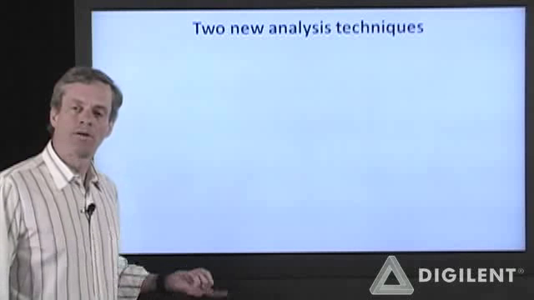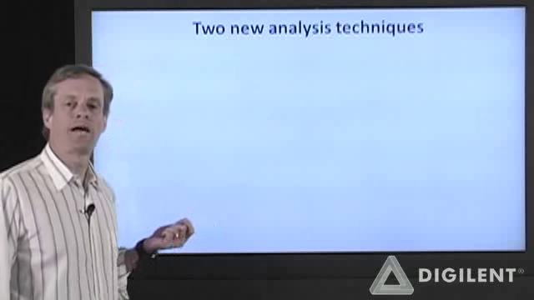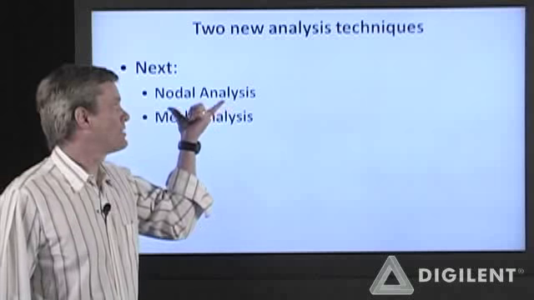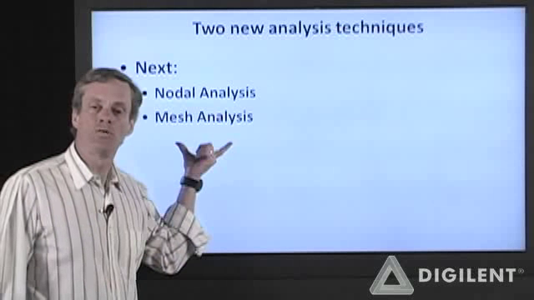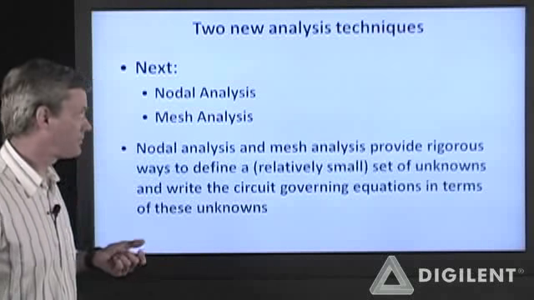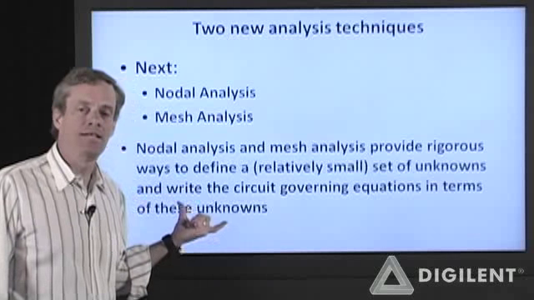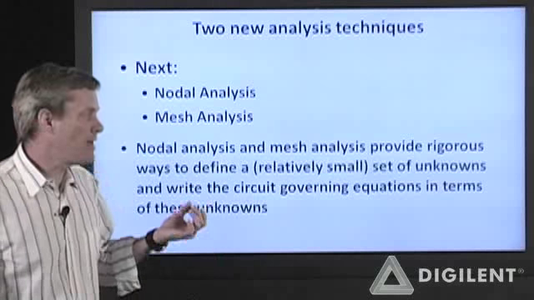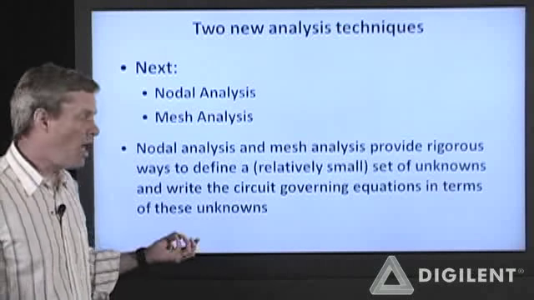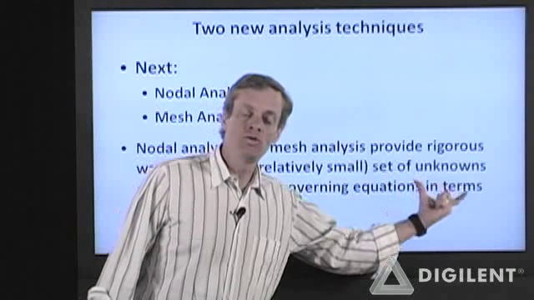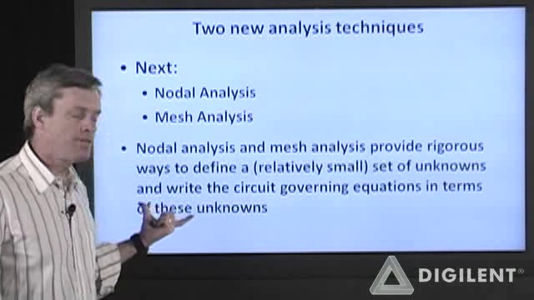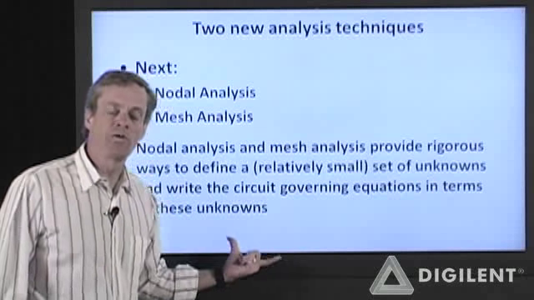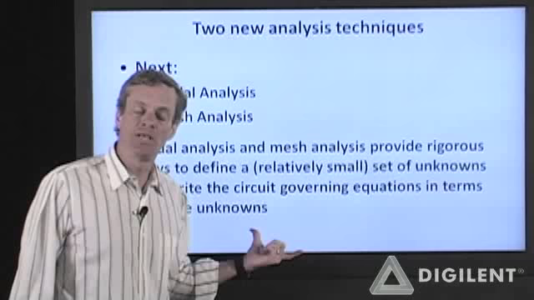So in order to try to help ourselves out with circuits like the previous one, I'm going to introduce two new analysis techniques. We're going to do what is called nodal analysis, and we're also going to do what is called mesh analysis. These analysis techniques provide a rigorous way to apply KVL, KCL, and Ohm's law, but in a way that reduces the set of unknowns that we have to deal with. If we reduce the set of unknowns, we reduce the number of equations we write, and the overall circuit analysis becomes easier.